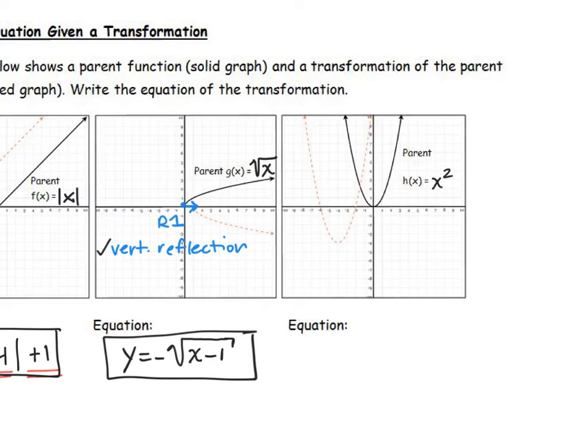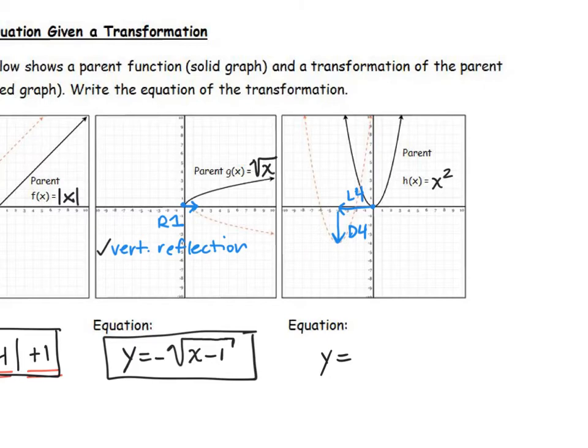And my shift from here, looks like I go left. I know this is tiny, but it looks like left 4, and then also down 4. So left 4, down 4. So I'm going to write y equals, there's no reflection, so no negative symbol.